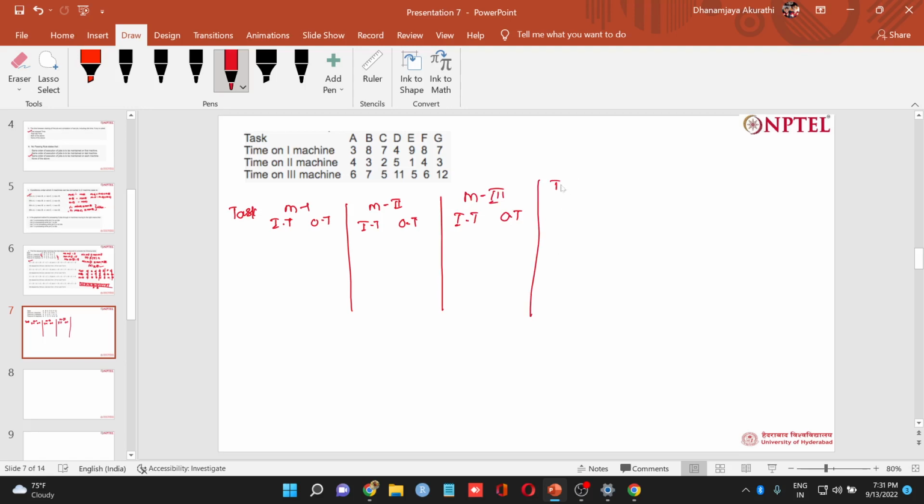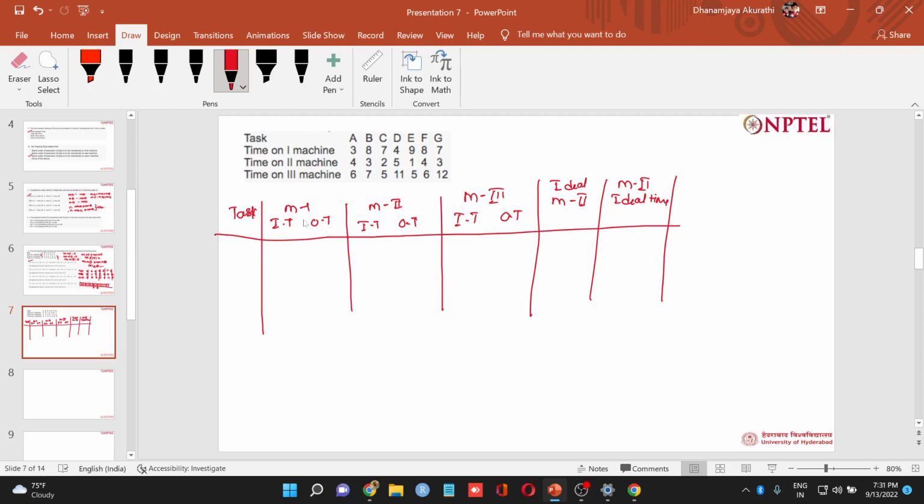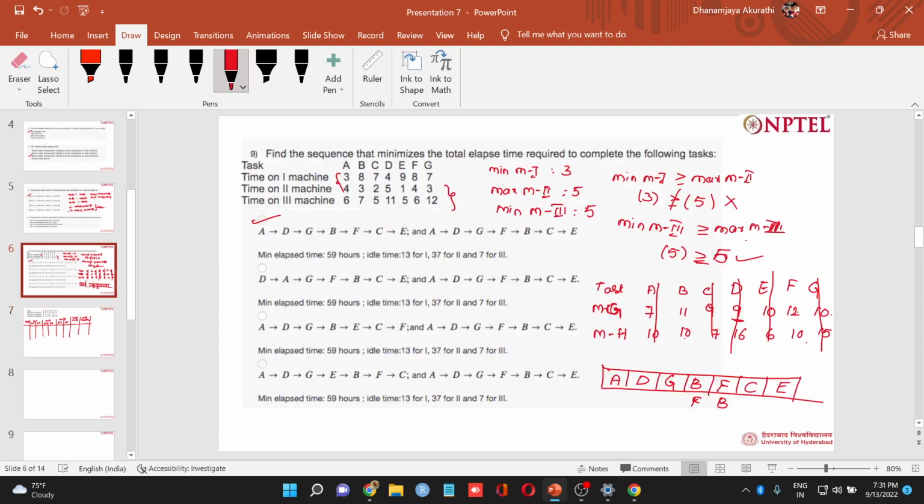In this case, consider the idle time for machine 1, machine 2 and machine 3. There are 3 machines, and machine 1's idle time can be found at the last of the process. Okay, our sequence is A, D, G, B.